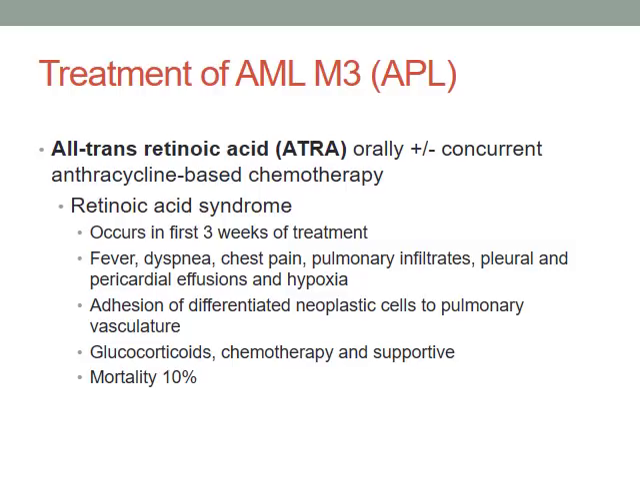The main side effect of all-trans retinoic acid is the retinoic acid syndrome, which is important to be aware of. This usually occurs within a couple weeks of treatment and involves fever, dyspnea, and chest pain due to pulmonary infiltrates, as well as pericardial effusions. Retinoic acid syndrome is typically treated with glucocorticoids, chemotherapy, and supportive care. There is concern about an increased mortality, but if it's treated quickly, these patients will do very well.